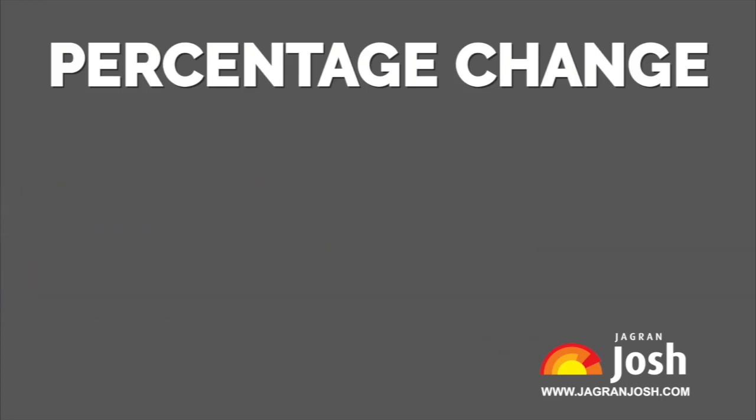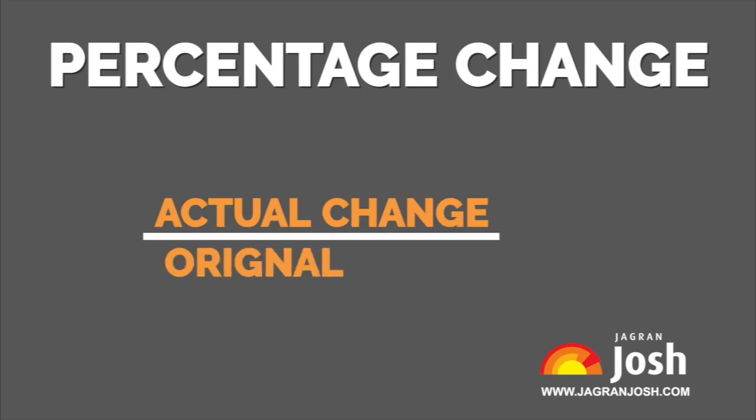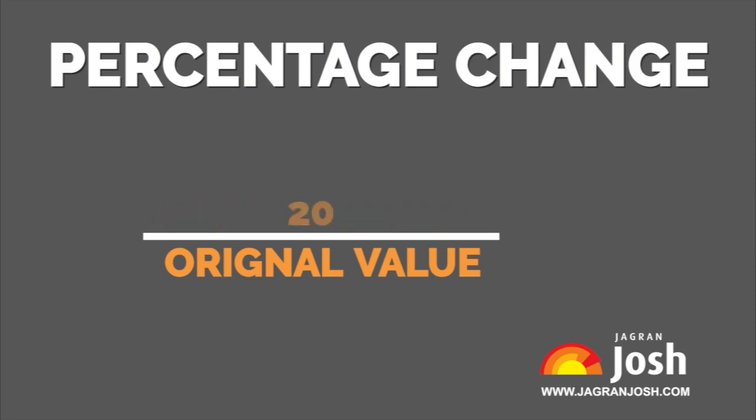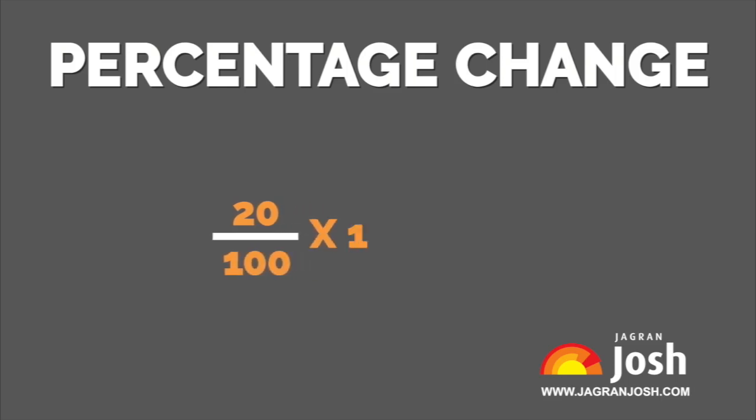The percent change can be calculated by actual change divided by original value multiplied by 100. Thus, the percentage rise in the value can be given by 20 divided by 100 multiplied by 100, which is equal to 20%.